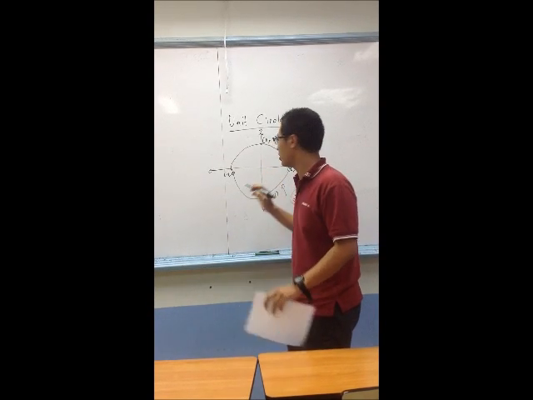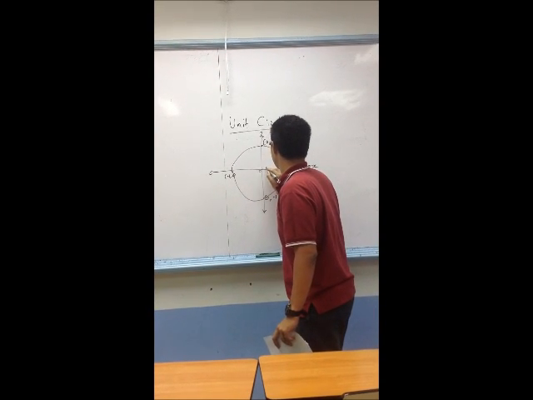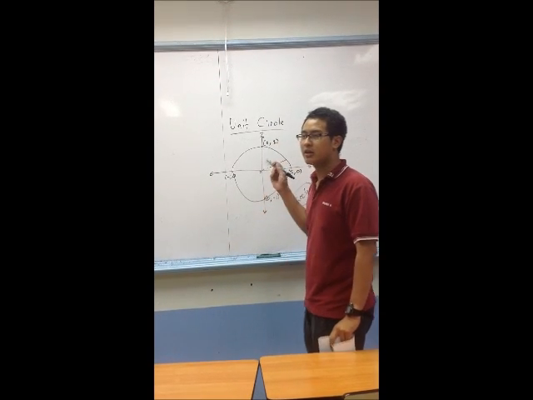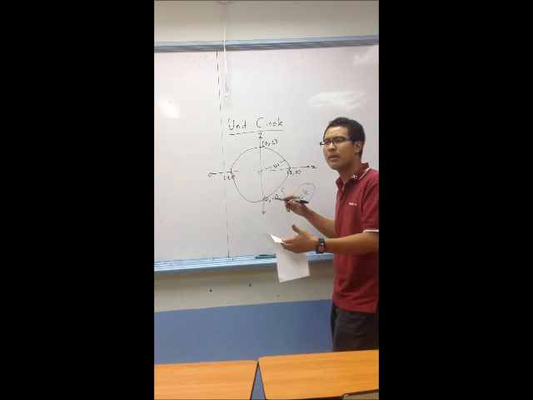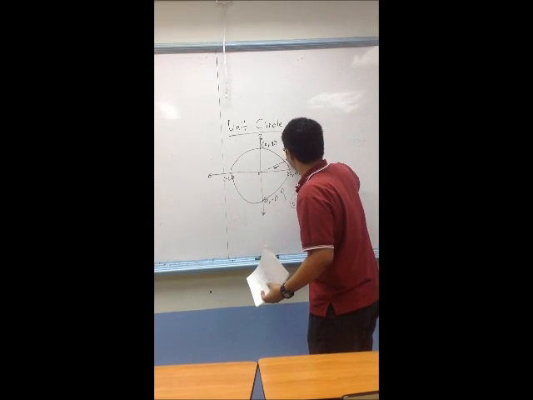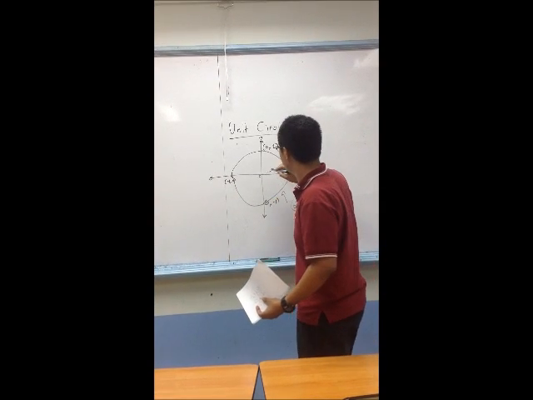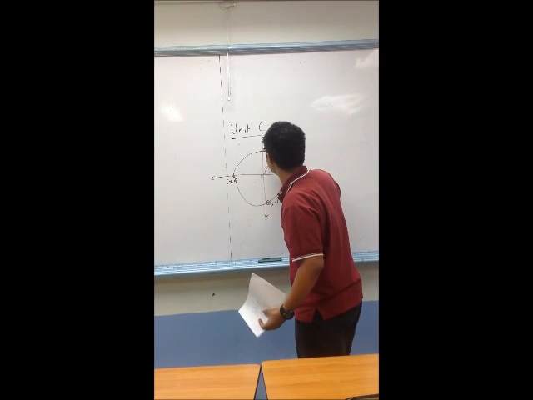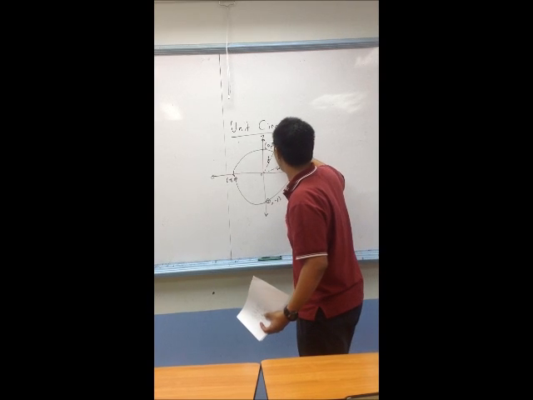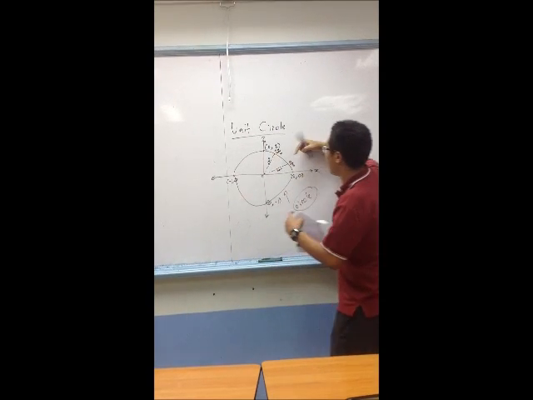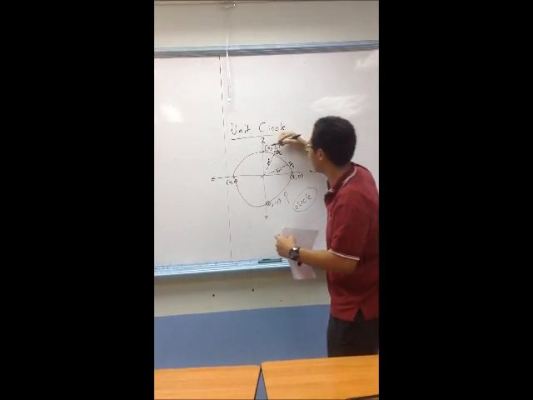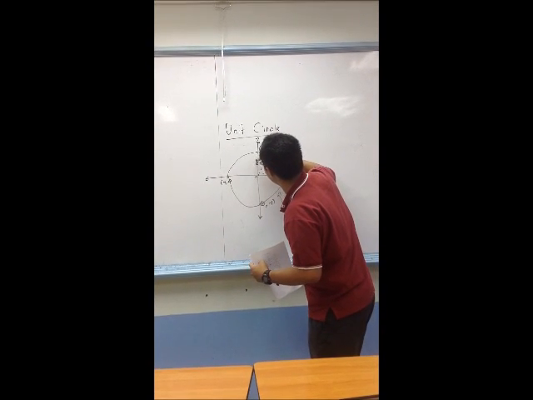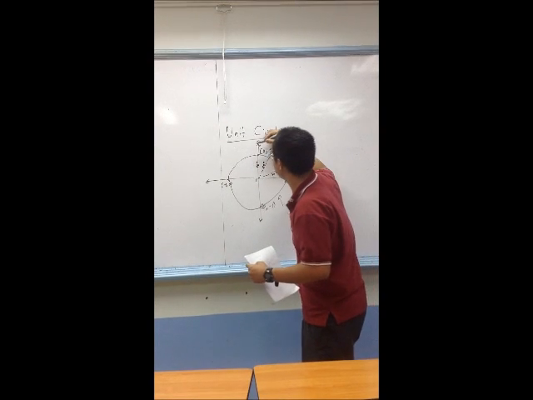We'll start with 30 degrees. 30 degrees is basically pi over 6 if we convert it to radians. Then we add another 30 degrees here. This is 60 degrees, which is 2 pi over 6. So you see here, pi over 6, 2 pi over 6, and you add another 30 degrees, which is 90 degrees over here. And it will be 3 pi over 6.